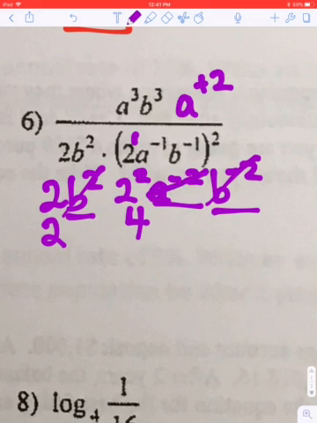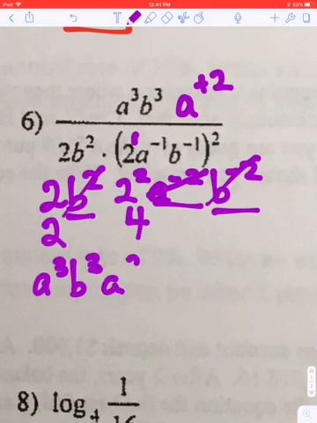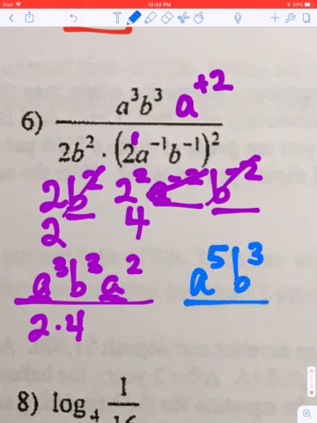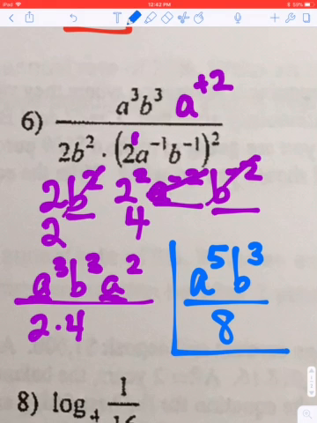So let's rewrite this in a way that we can manage and so that we can simplify it. A to the third, b to the third, a to the second, over 2 times 4, and that was it down there, right? One more thing on the top combines and one more thing on the bottom combines, and that would be the a and the a. Let me switch colors. I feel like we're getting overwhelmed here. So we'd end up with a to the 5th power, because I'm going to add those powers, b to the 3rd over 8. That would be my final answer.